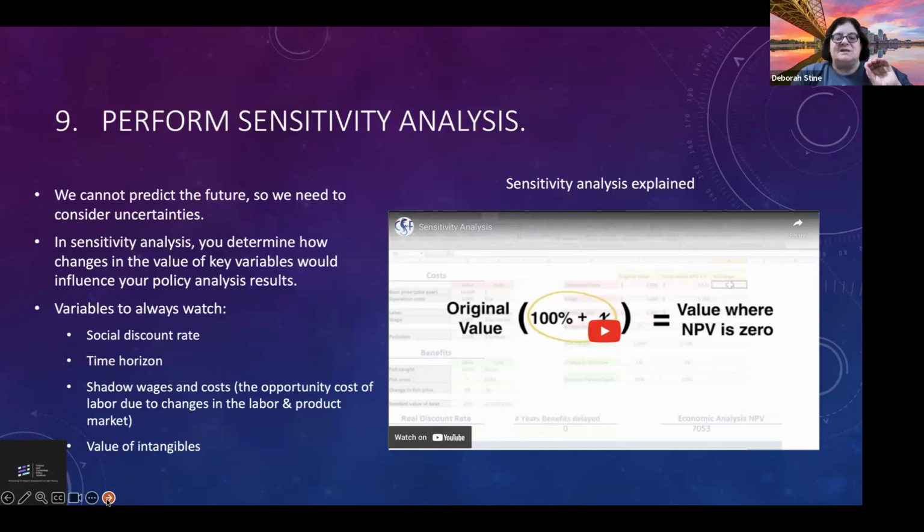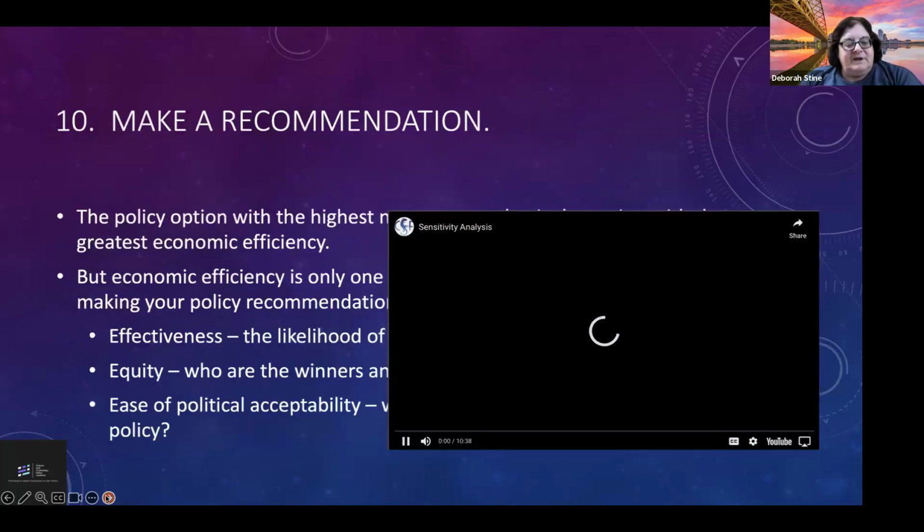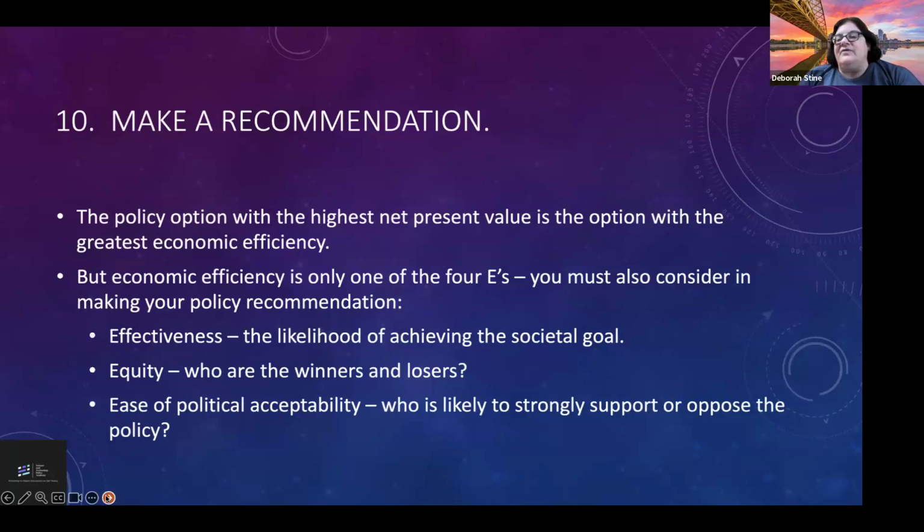Because the world is an unknown place, particularly when it comes to cost and things that occur. Okay, so the final step is to make a recommendation. You're looking for the policy option with the highest net present value that has the greatest economic efficiency. But again, economic efficiency is only one of these different factors that you consider.